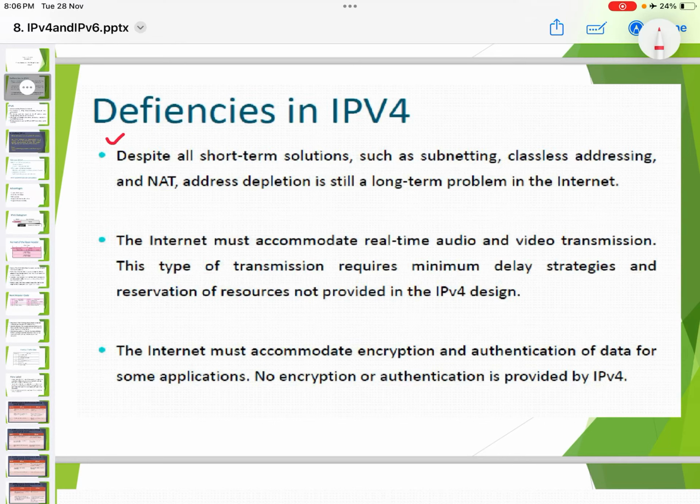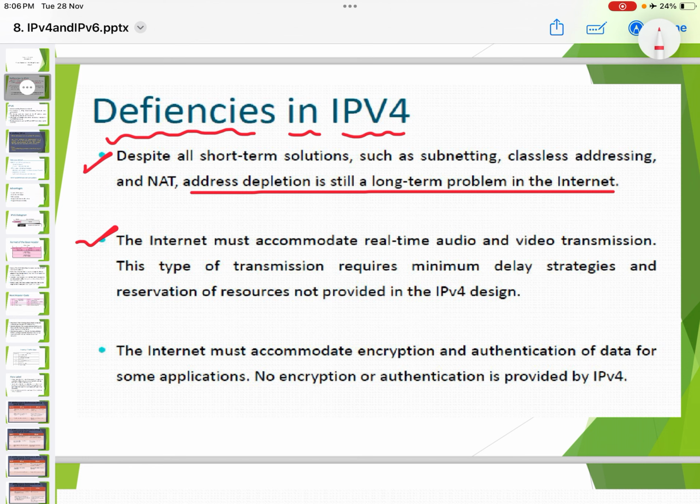So, we'll learn about deficiencies in IPv4. Despite all short-term solutions such as subnetting, classless addressing and NAT, address depletion is still a long-term problem in the internet. So, what is the problem? You have address depletion as the problem in the long-term internet.